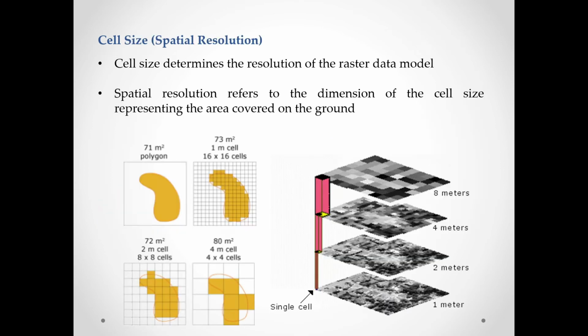Cell size, spatial resolution. Cell size determines the resolution of the raster data model. Spatial resolution refers to the dimension of the cell size representing the area covered on the ground. This is the 16 into 16, 1 meter cell. This is 8 into 8, 2 meter cell. This is 4 into 4, 4 meter cell. And as per the resolution, we will have the accuracy of the representation.